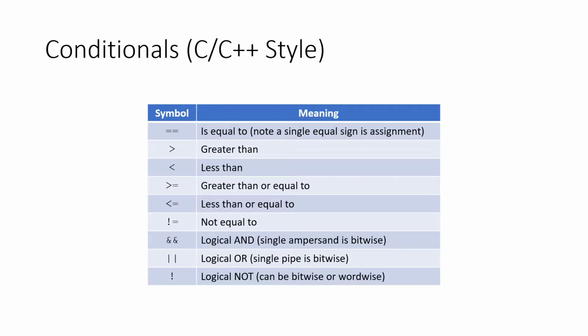The single ampersand and single pipe are what we call bitwise operations, and that is beyond the scope of this course. It's also important to note that the single exclamation point is the logical not, which will invert the true-false case of a given conditional. This can be really useful if you want to check if something is not the same, or if something is not greater than, which would mean less than or equal to. It can be handy when you're writing programs sometimes to make the conditions flow a little easier.